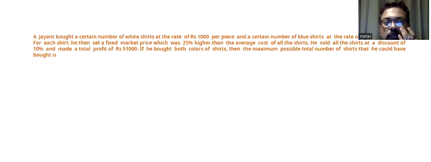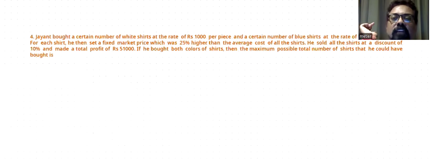This is a question based on profit and loss. Let's go with the question. White shirts cost 1,000 per piece, and blue shirts cost 1,125 per piece as cost price. And the average mark price is 25% higher.